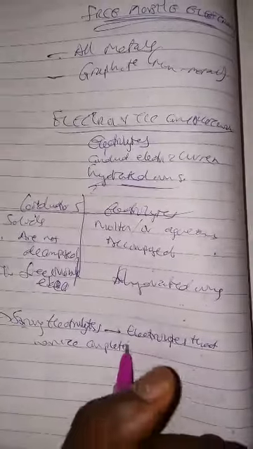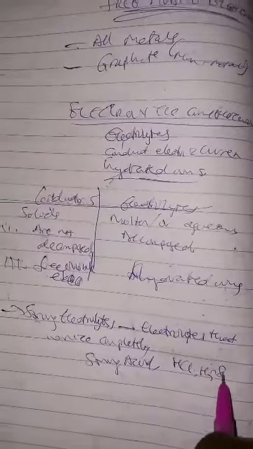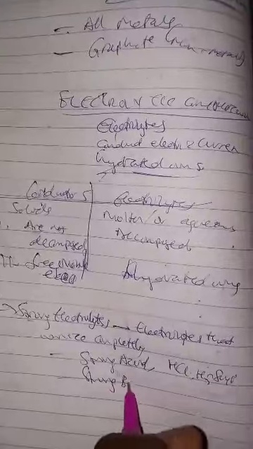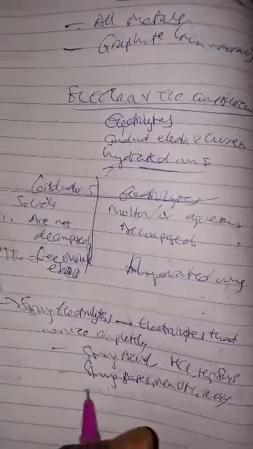Examples are strong acids like HCl, H2SO4, and HNO3. Then we have strong bases. Examples of strong electrolytes include NaOH, KOH, and their salts, like NaCl, KCl, and K2SO4. They are strong electrolytes.